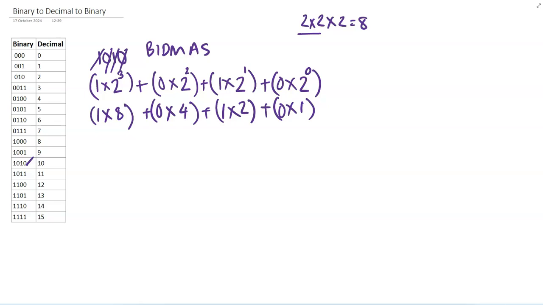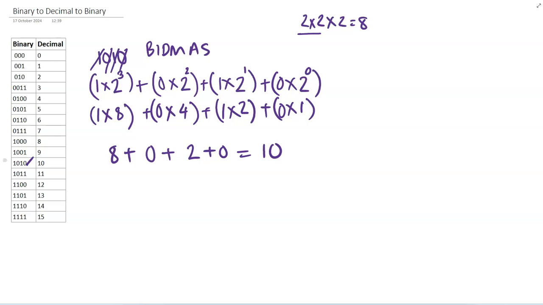Now we again do the BODMAS, start with the brackets, and then what's inside the bracket, it's a multiplication. So we do 1 times 8, which is just 8, and then 0 times 4, it's 0, and then 1 times 2, it is 2, and then 0 times 1, it is 0. If we combine them all, that's now 10. So if you see, the number we were working on is 1010, and it is in decimal 10, and that's how we found it.